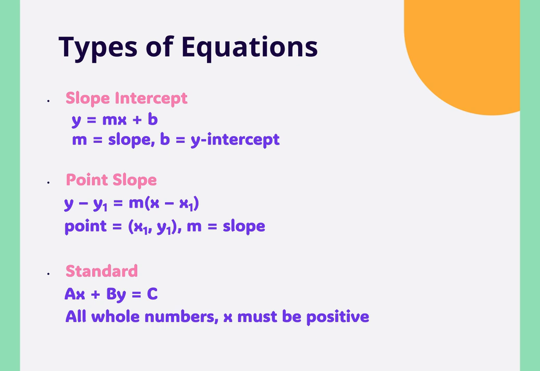All right, there are 3 different types of equations you need to know in this section. The first and probably most popular is the slope-intercept. Everybody remembers this, which is y equals mx plus b. In this equation, the m is your slope, and the b is the y-intercept.